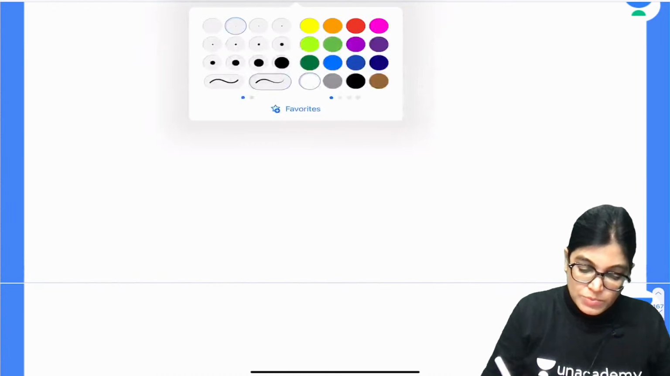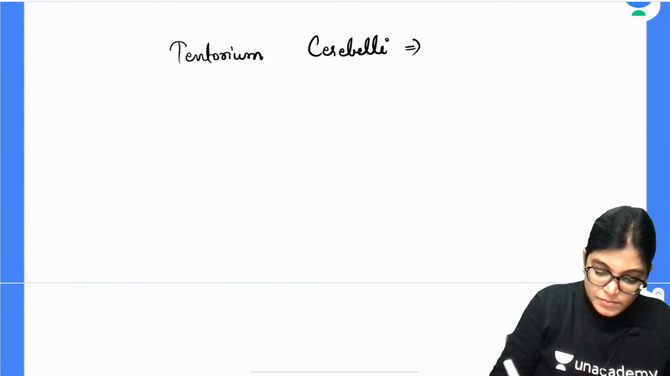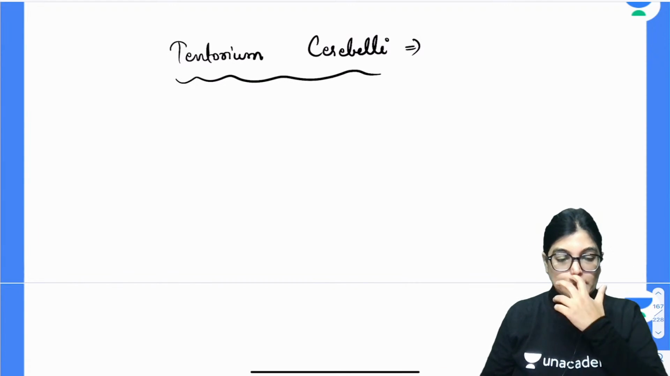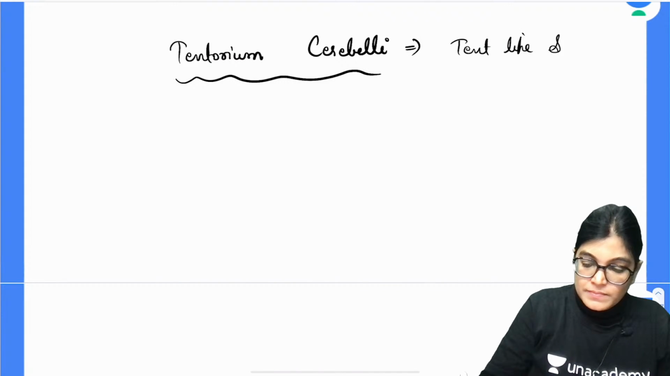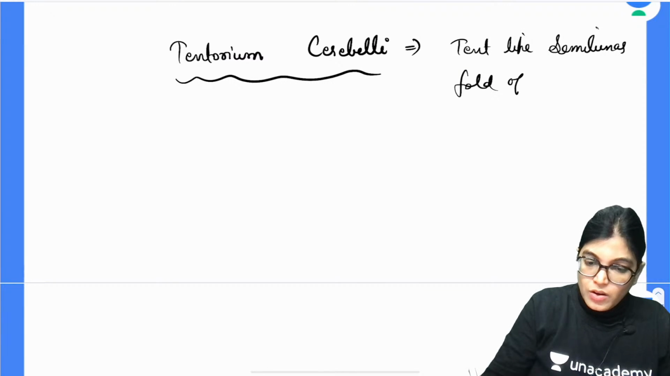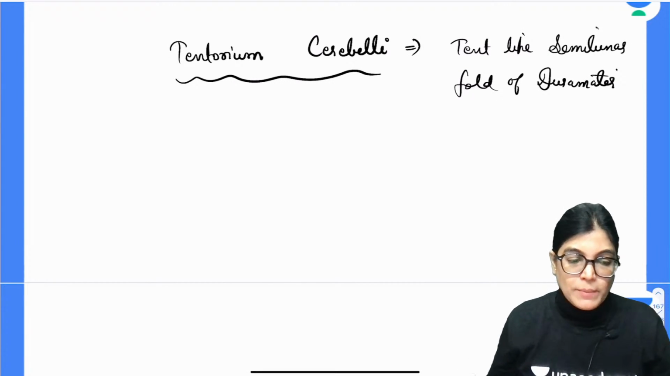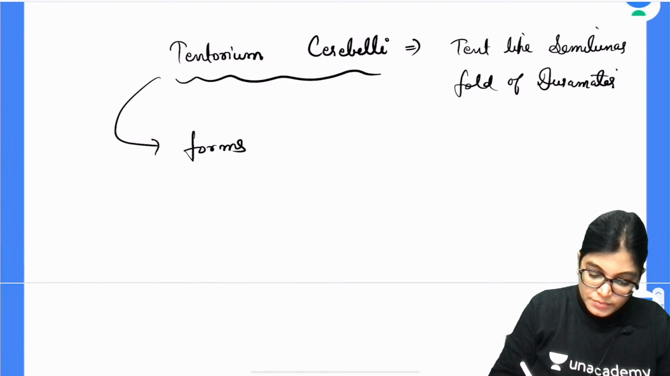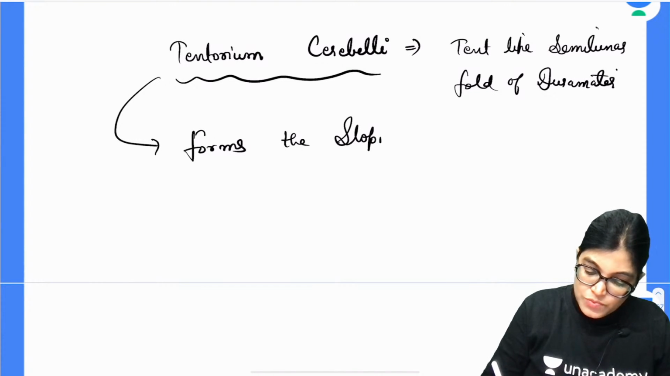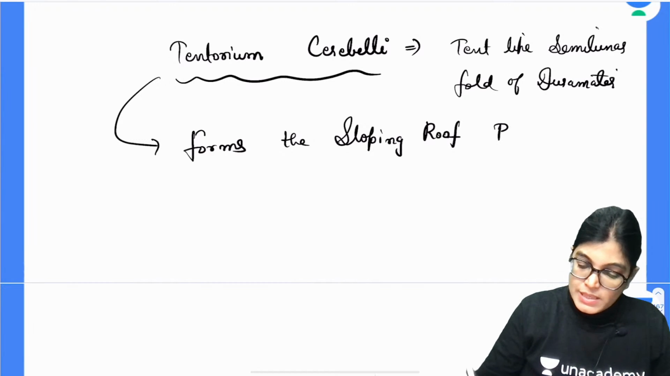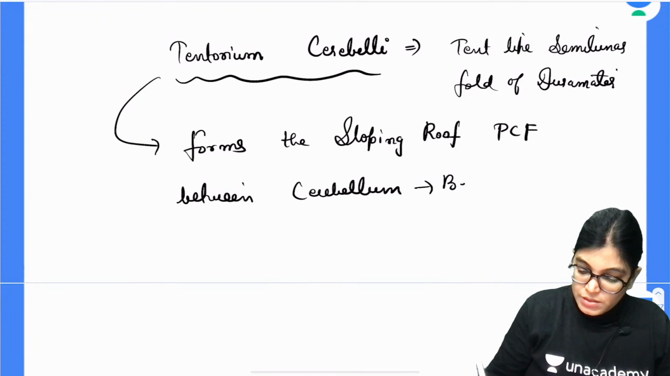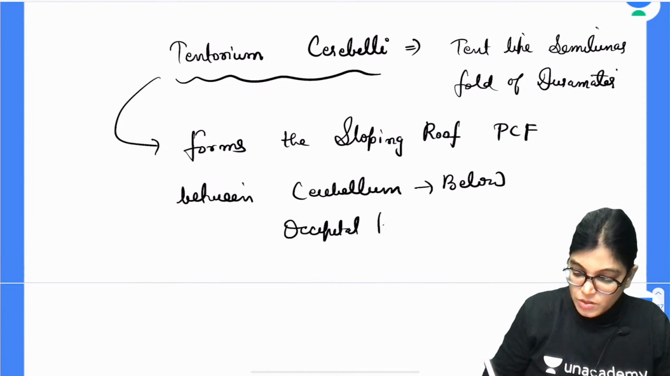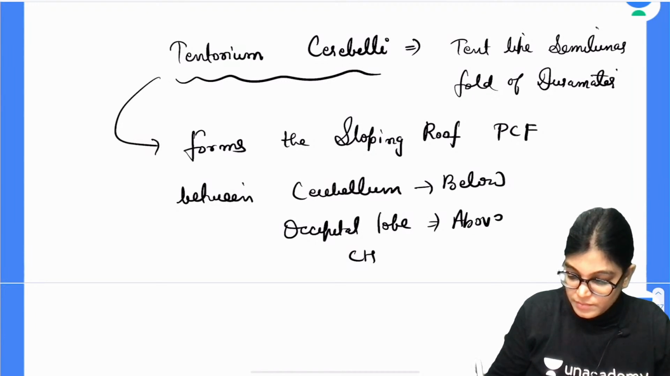So write the heading and certain important points about tentorium cerebelli. It's a tent-like semilunar fold of dura mater, which is forming the sloping roof of the posterior cranial fossa, lying between the cerebellum below and the occipital lobe of the cerebral hemisphere above. Got it?